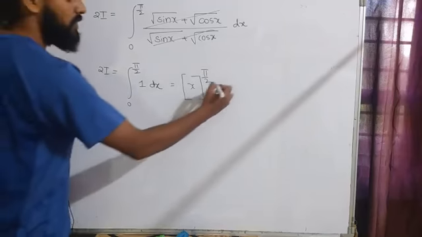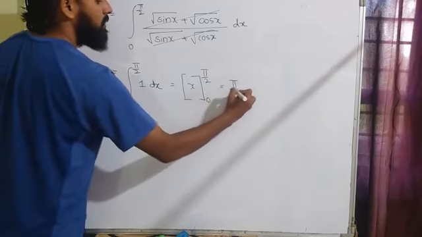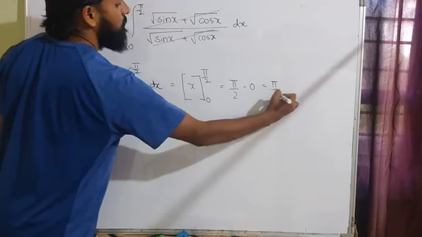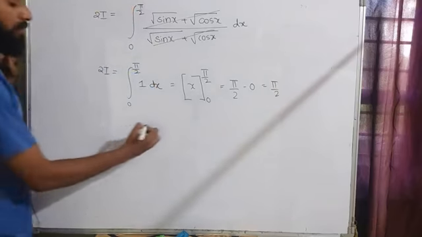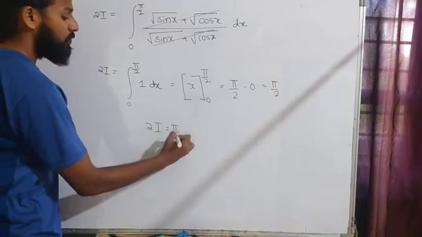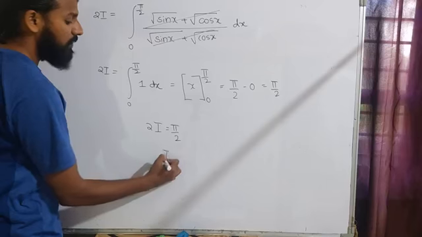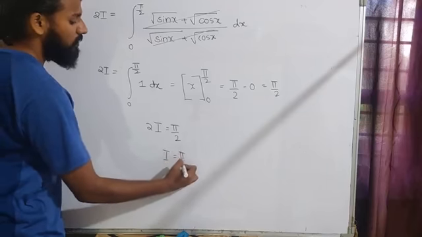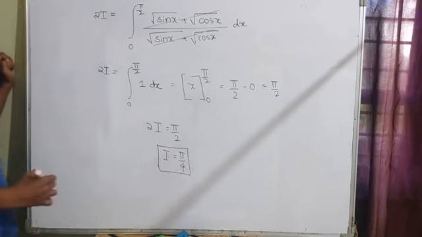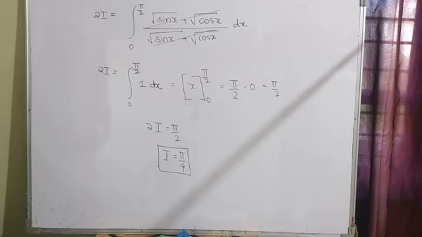And if I solve this one, upper limit minus lower limit, which is nothing but pi by 2. So I'll be getting 2I is equal to pi by 2. So 2 goes this side. I'll be getting I is equal to pi by 4 will be our answer, my dear friends. Again a similar question is there. So yeah, you can write it.